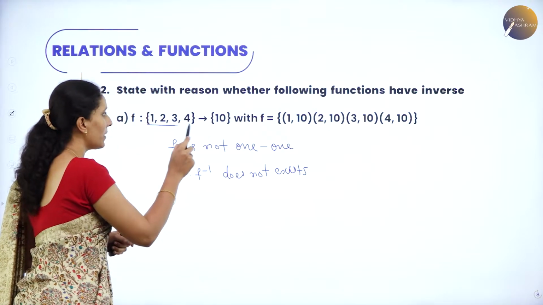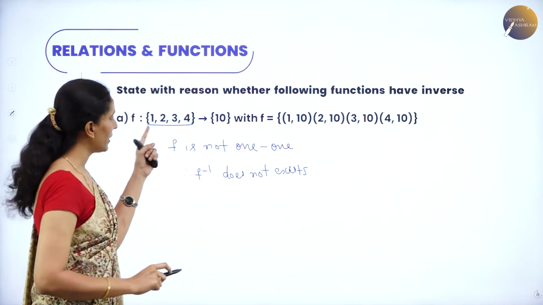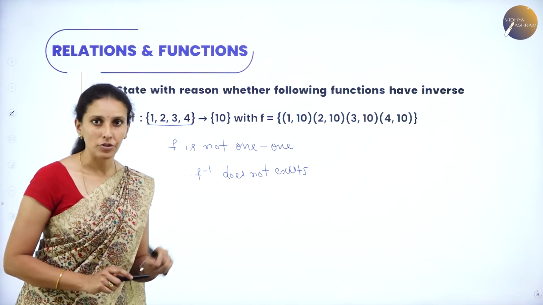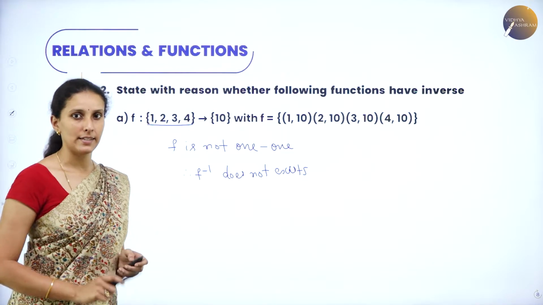For all the elements in the domain, you should have different images in the codomain, but here they have the same image. So therefore it is not 1-1. So therefore F inverse does not exist.